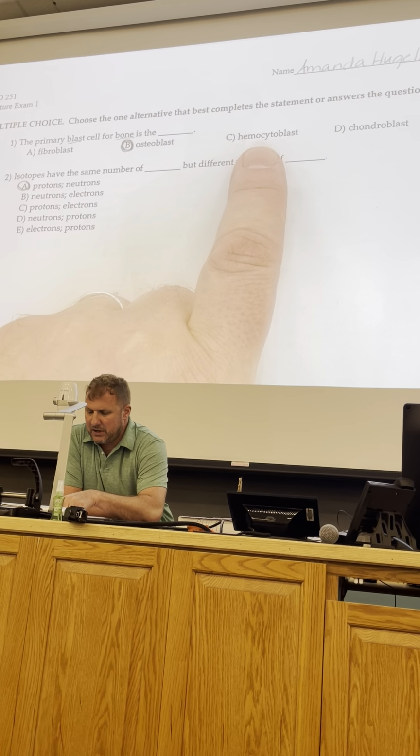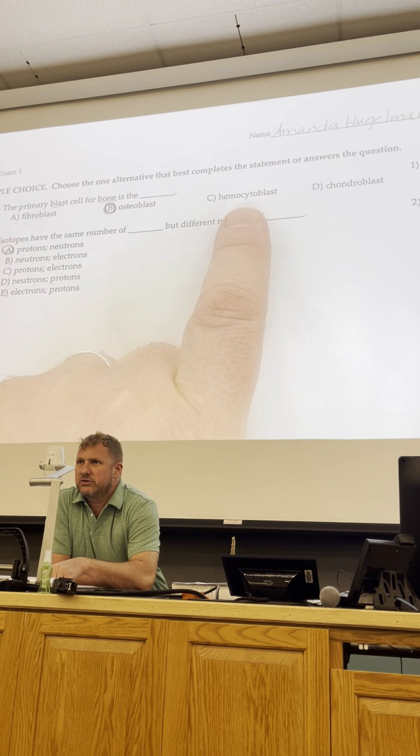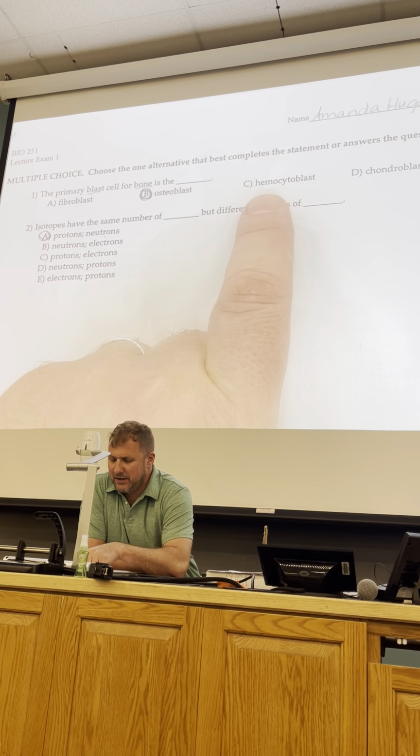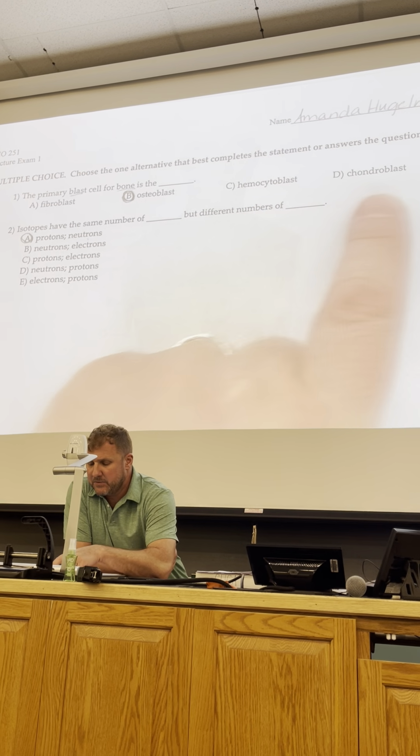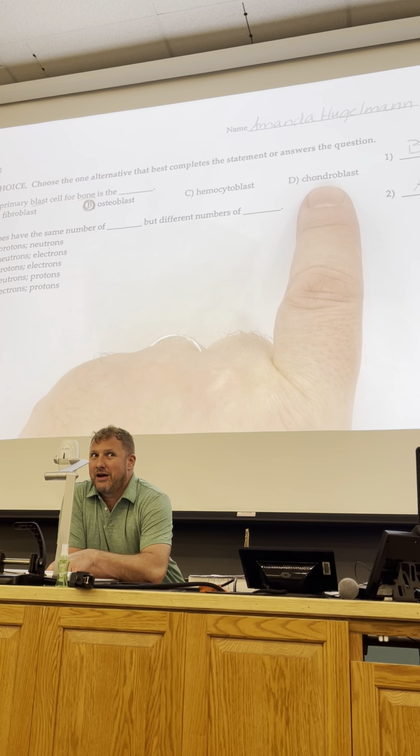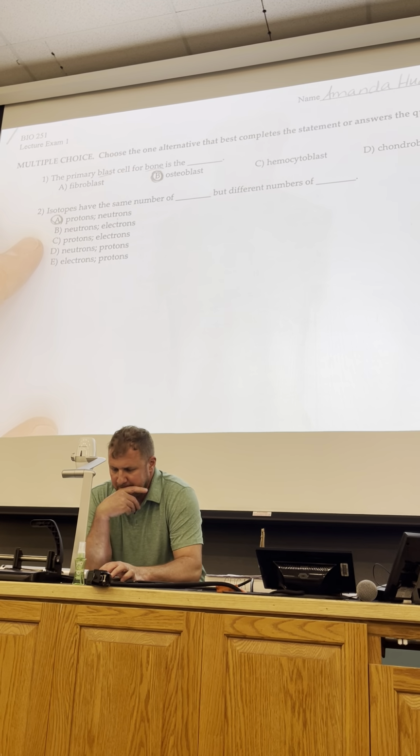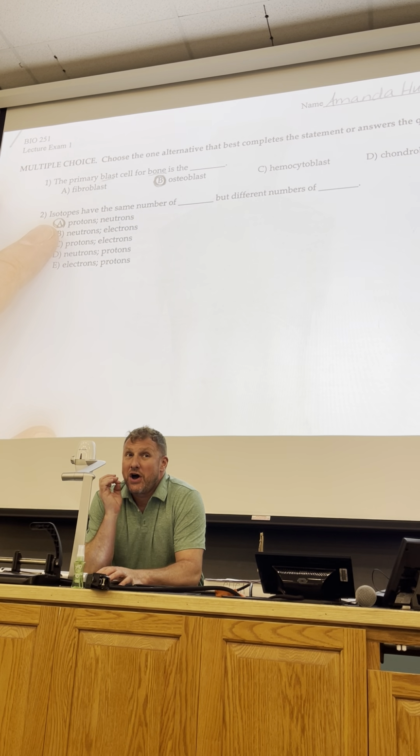What do you think that's gonna make? I think that's a made up word actually, but I was thinking it makes blood. Hemocytoblast, yeah, I think that's actually made up. Maybe not. Chondroblast, what do they make? Cartilage. Chondroblast makes cartilage. So yep, that's osteoblast.